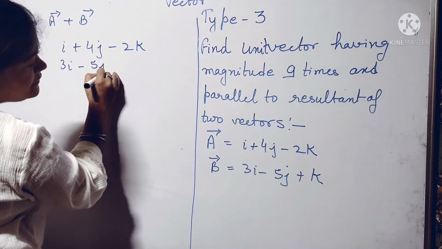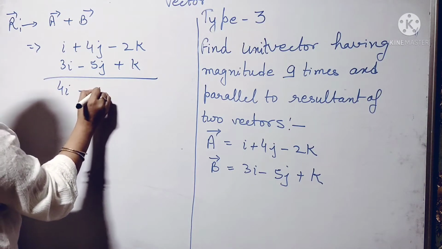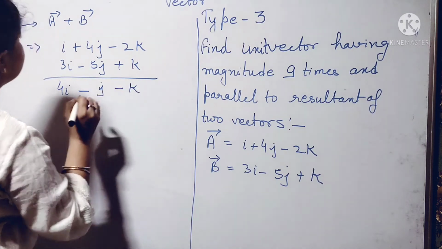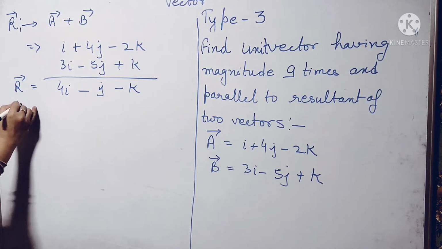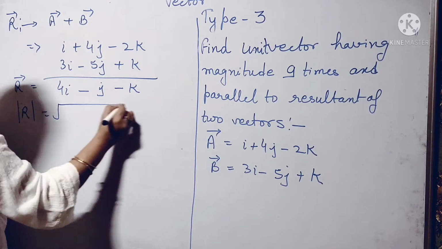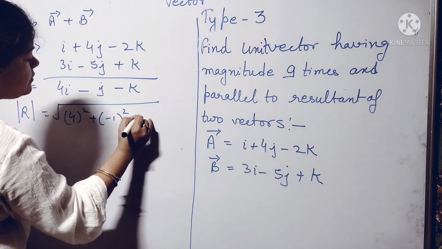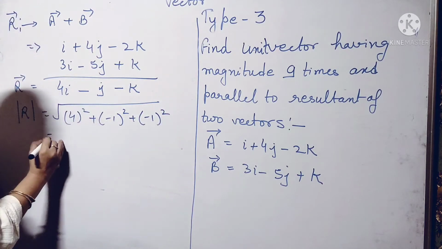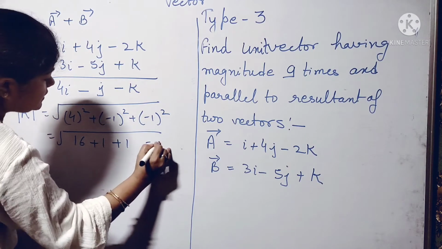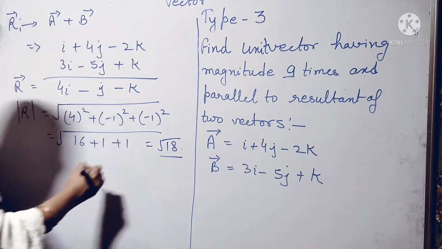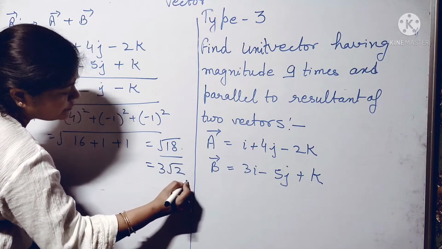3i minus 5j plus k. Now add up both of them. We get 4i minus j minus k. Now this is the resultant vector. Now find the mod of the vector, which is equal to under root 4 square plus minus 1 square plus minus 1 square. We have 16, plus 1, plus 1, under root 18. We can also write it as 3 under root 2.